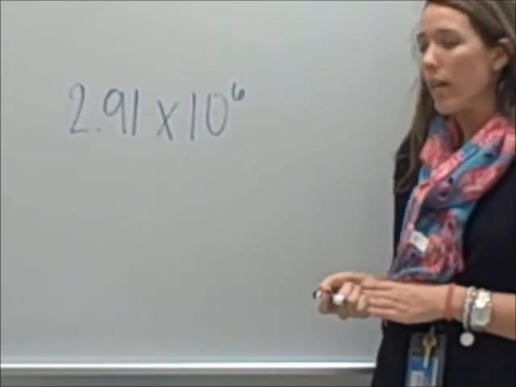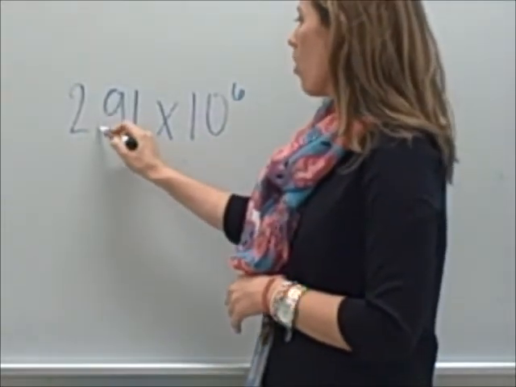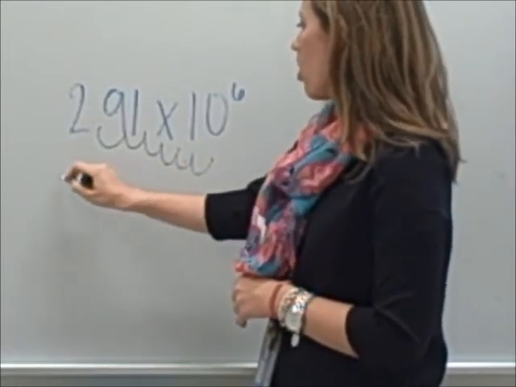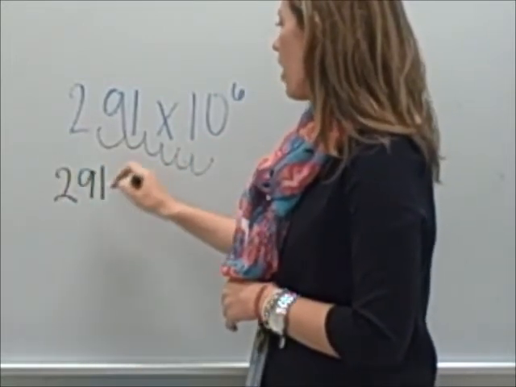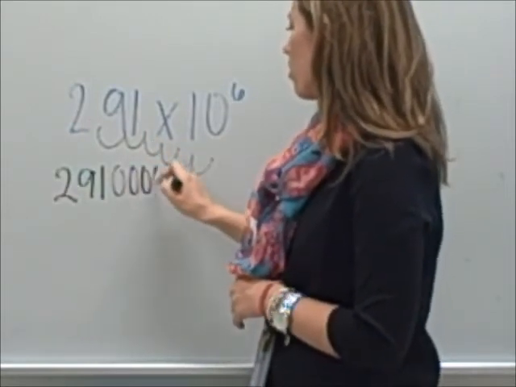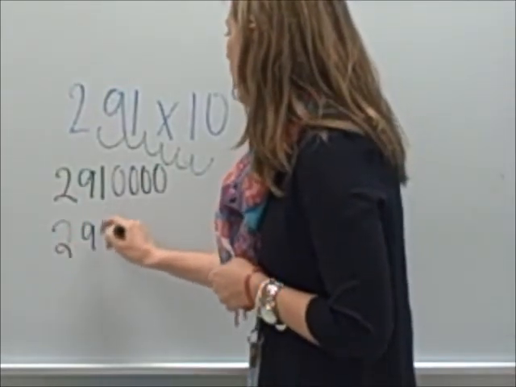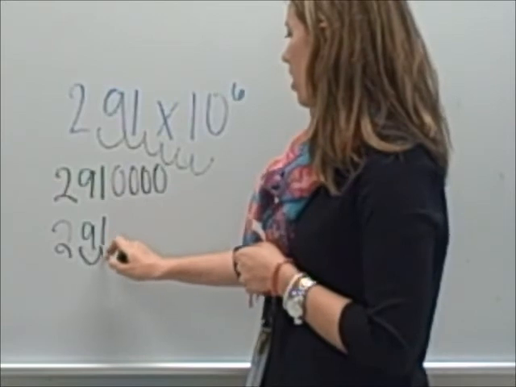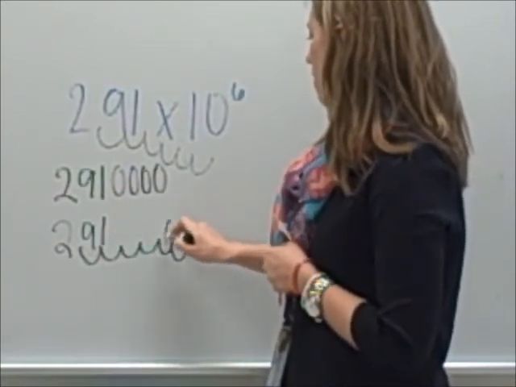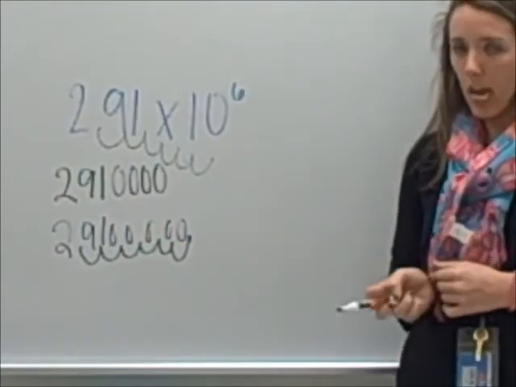First example below. There's two ways you can do this. You could keep it right here and count 6 spaces from your 2. 1, 2, 3, 4, 5, 6, and rewrite it. 2, 9, 1, 0, 0, 0, 0. I like to write it 2, 9, 1, then do my bunny hops. 1, 2, 3, 4, 5, 6, and fill in my spaces. Either way, you get the same exact answer.